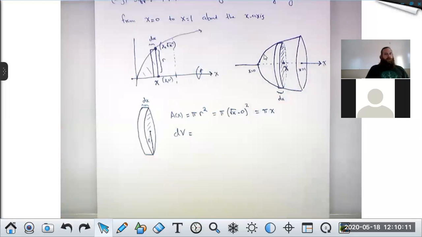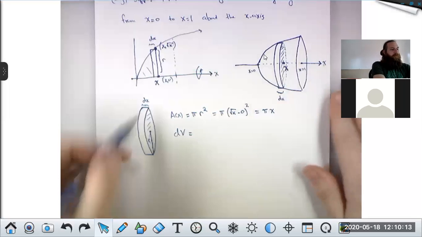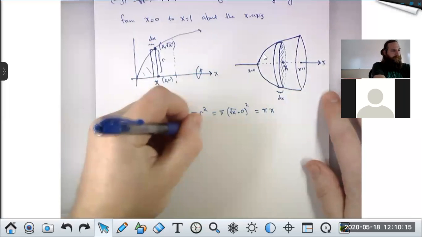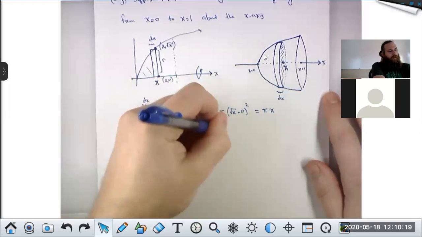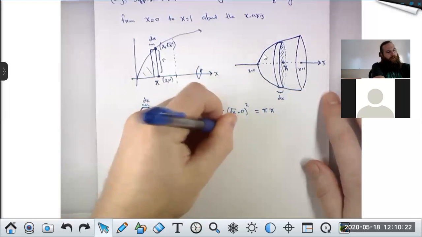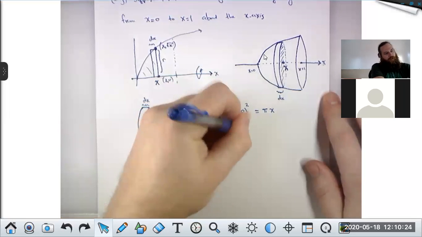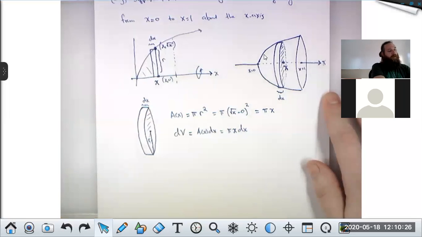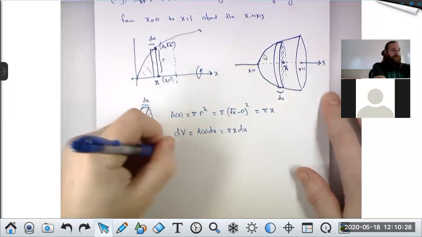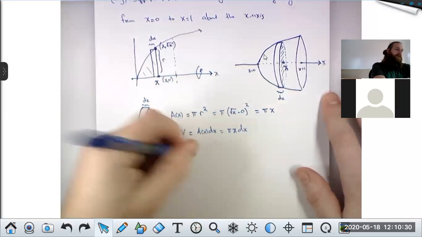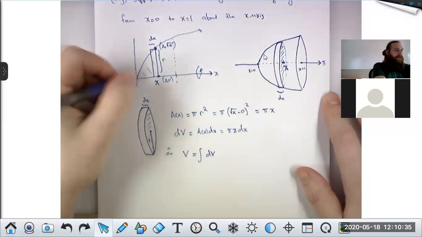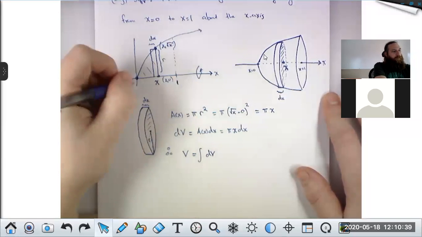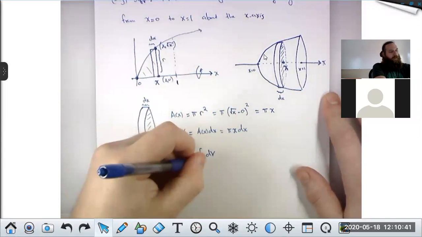dV then, the little differential volume, or the volume of this little differential slice, is A of x dx, which is pi x dx. Therefore, my overall volume is going to be the integral of dV taken from the smallest x value in my region to the largest x value in my region. So that's going to run from 0 to 1.